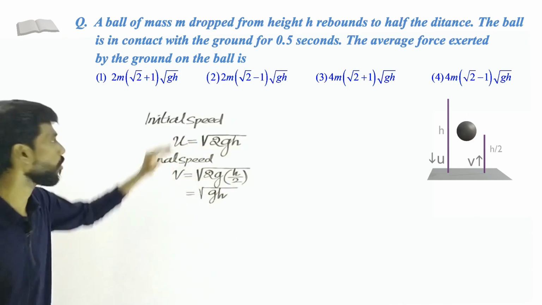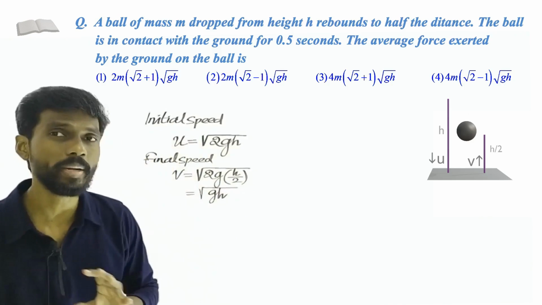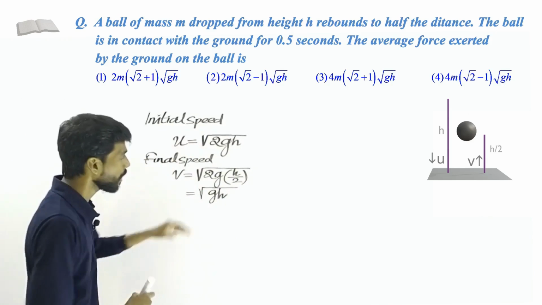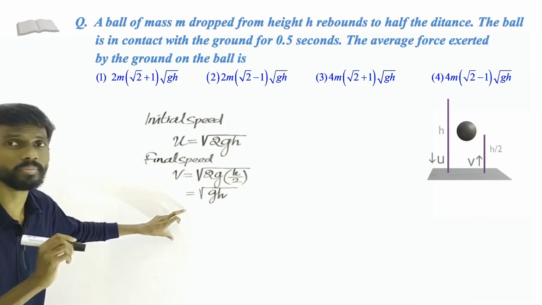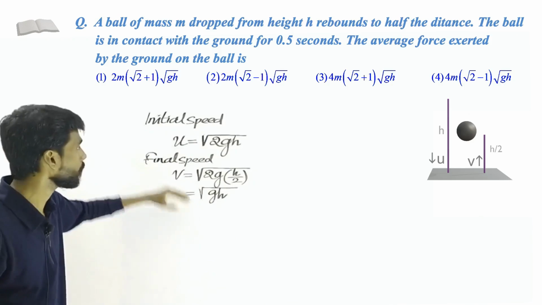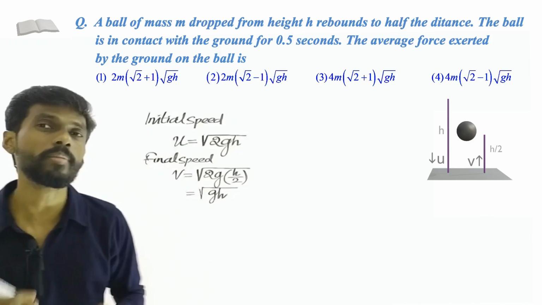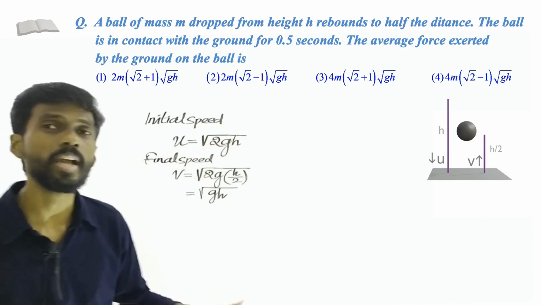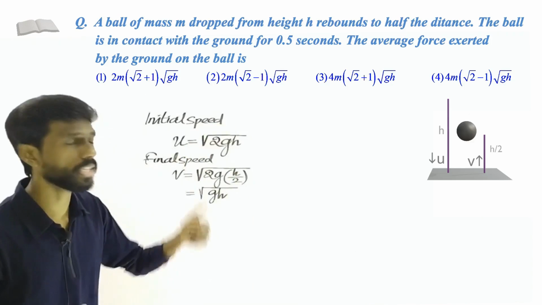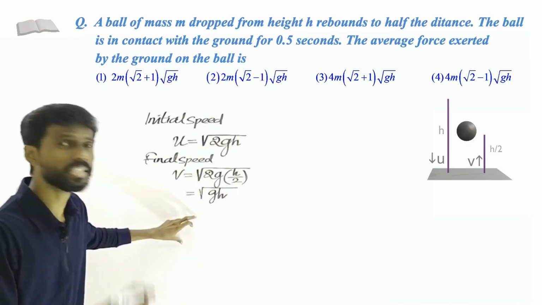So we've got initial speed and final speed, so we can find the change in momentum. Using that we can find the force, right? But when you calculate momentum, the direction is important. This is only the speed, that means only the magnitude of the velocity, but direction is also important because these two are in different directions. One is in the downward direction, one is in the upward direction. So let us take the upward direction to be positive.